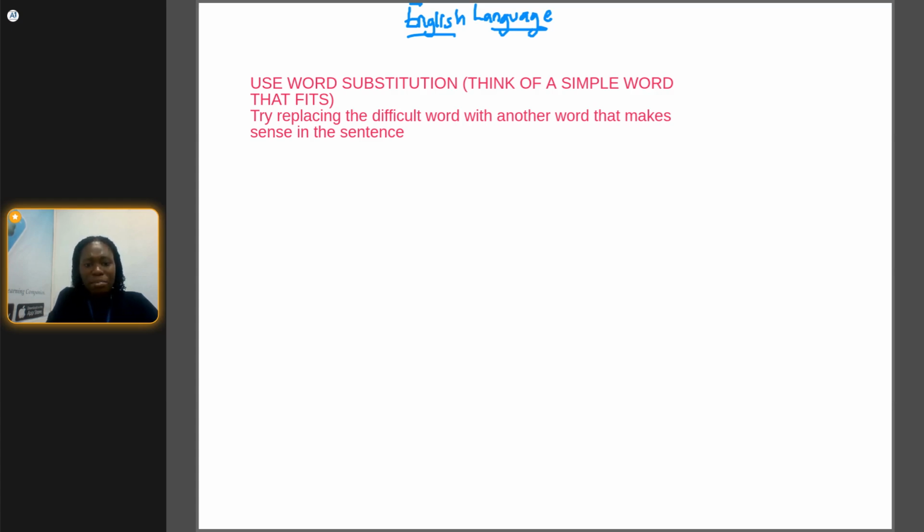All right. So what does that mean? It means that you try to replace difficult words with another word that makes sense in the sentence. So when you have a sentence and you're asked to choose the synonyms or the antonyms of that particular word, and you look at the word as a very difficult word, a word that you've not seen before, or you've not even heard before, or probably you've heard the word, but you don't even know what that word means. One of the tricks that you can use is to substitute that big word for a simple word.